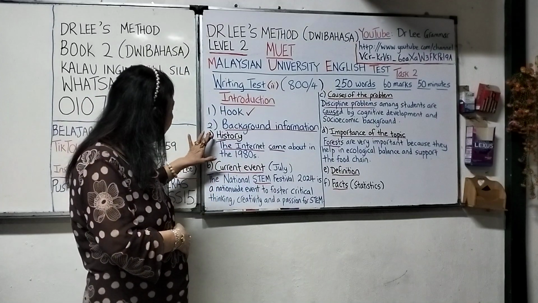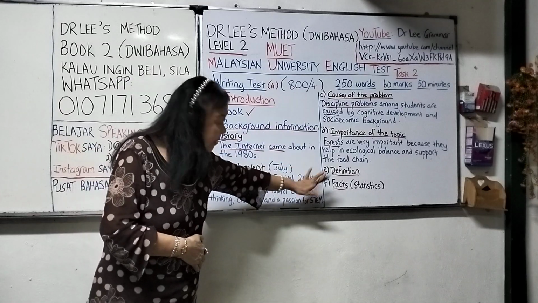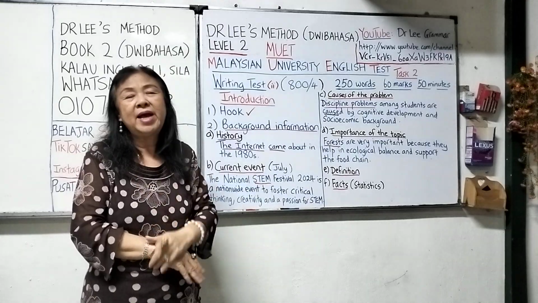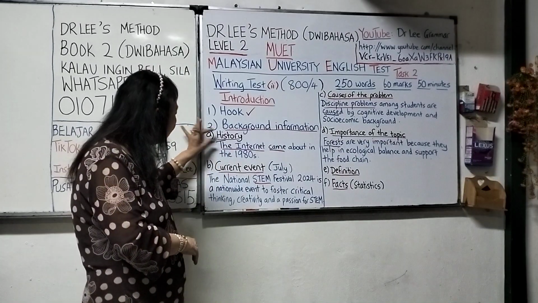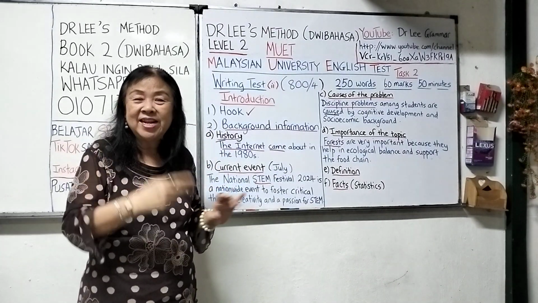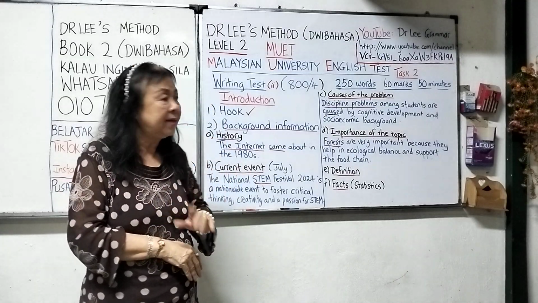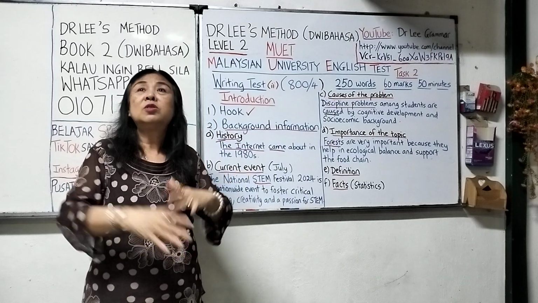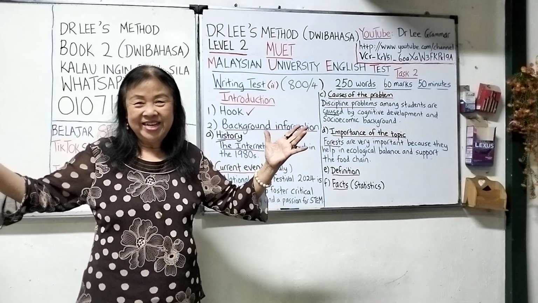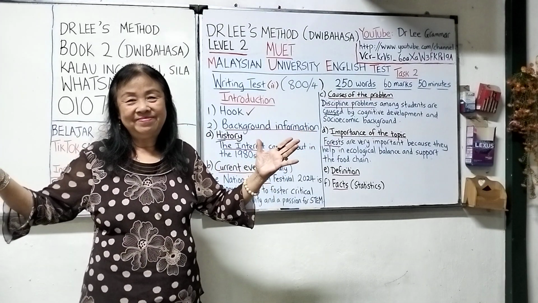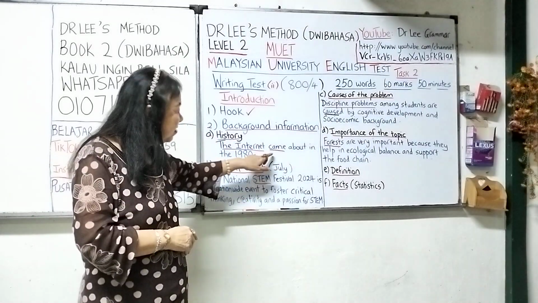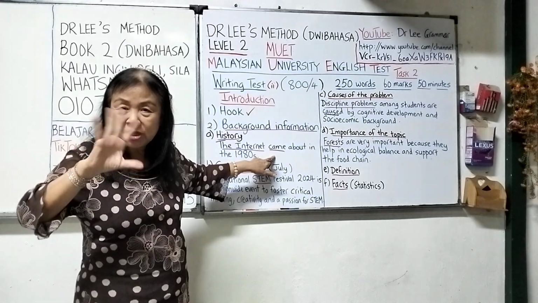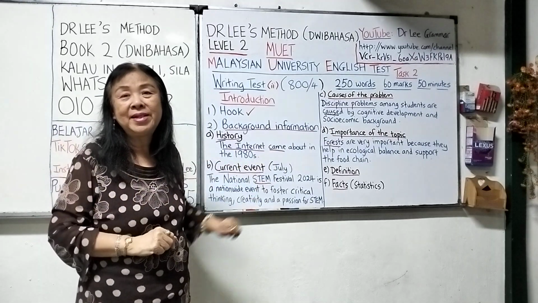Okay? So I have given you here 6 different parts which you can choose. Just choose one. Maybe you like this style. Your 3rd line or your 2nd line, you write a history of the topic. For example, the internet came about in the 1980s, or the internet was born in 1983. But remember, the difficult part is for history, you need to use the past tense. After that, change back to the present tense. This is the scary part.